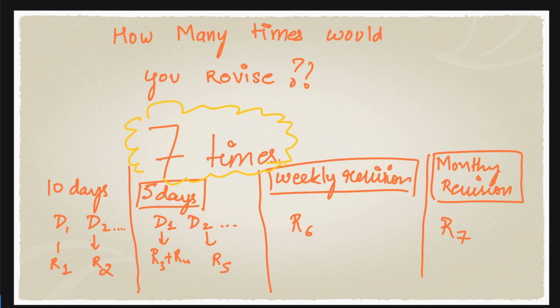Now when you revise on Sunday the same topics, you will be revising them the 6th time, and when you revise them at the end of the month you will be revising them the 7th time. So by following this algorithm of revision, you will be able to revise multiple times and more frequently, by which you will be able to increase your chances of retention. Hence you will increase your recall power, and thereby you will increase the success rate in the examination. Thank you.